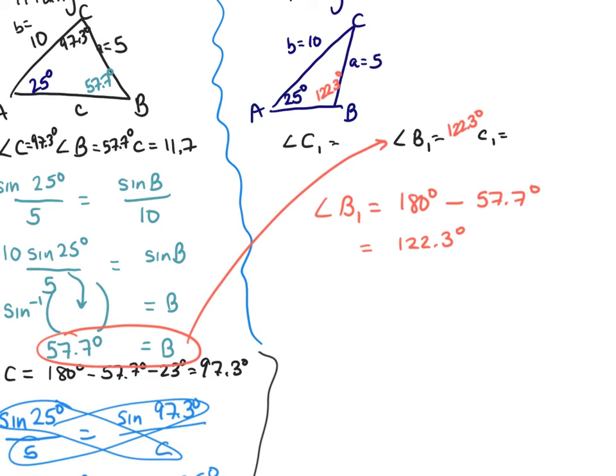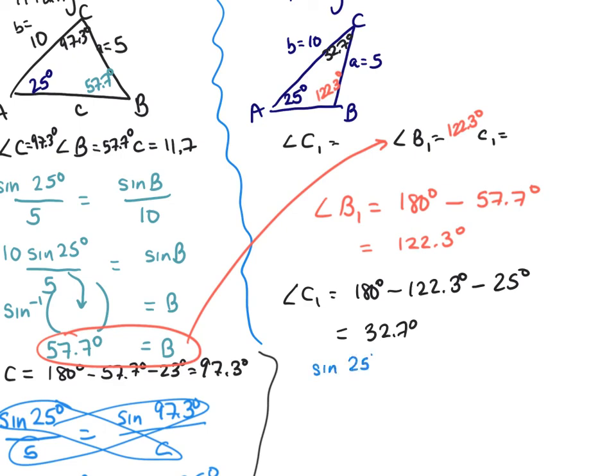So now C1 is going to be 180 degrees, because the triangle also has 180 degrees, minus 122.3 minus 25, which is going to be 32.7. So this angle up here is 32.7. And so now I have a new c. So I'm going to go and finish it up just like I did the other one.